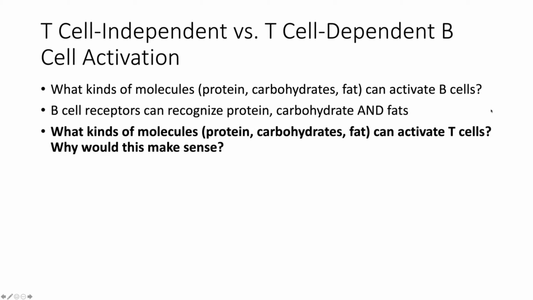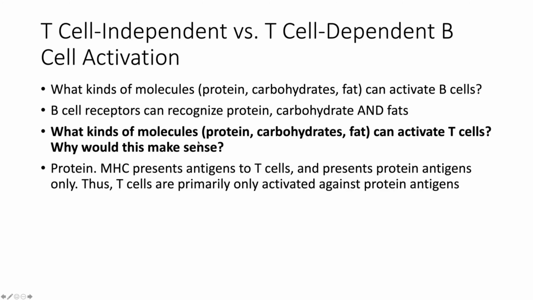And so let's think about, so Deb, what kind of molecules, so protein, carbohydrates, or fat, can activate T cells, and why would this make sense? Protein can activate T cells. Yeah, and why? Is it to do with the memory B cell activation? So MHC, right, activates T cells. So what kind of molecule can MHC present? Protein, carbohydrates, or fat? Protein. Protein. So if MHC can only present protein, and MHC is what you need to activate T cells, then it would make sense that protein is really what you need to activate T cells. This is an important takeaway, right? Protein is the major molecule that will activate T cells. That is something you need to understand.